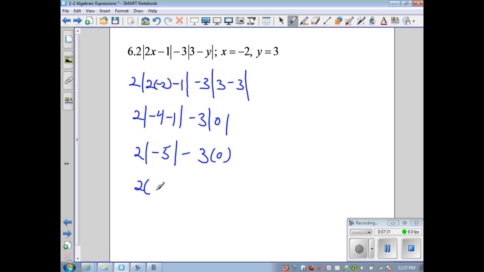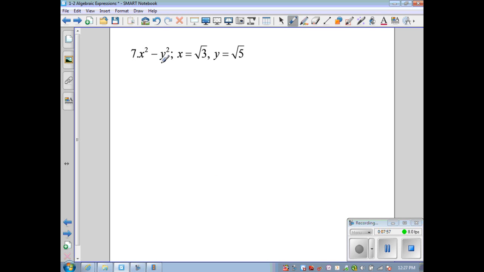This is going to give me 2 times the absolute value of a negative 5, which is 5. 3 times 0 is 0. We actually don't need to write that, but I did. 2 times 5 is 10. 10 minus 0 is just 10.